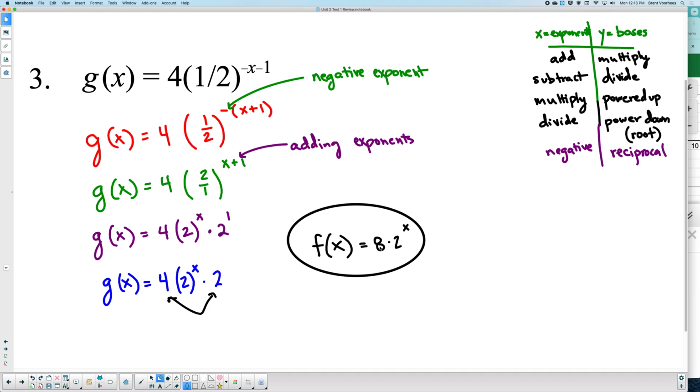Hey, I don't want you to forget this. This 8 is like your initial value. That means it would hit the y-axis at 8. That's where it hits the y-axis. Would this be growth or decay? Growth. All right. That's the end of lesson 2.4 review.